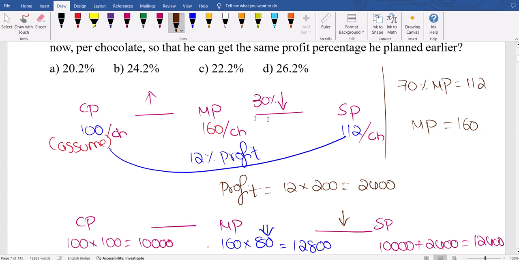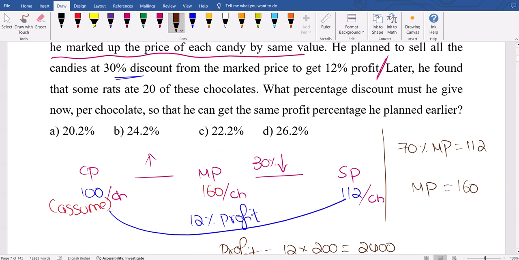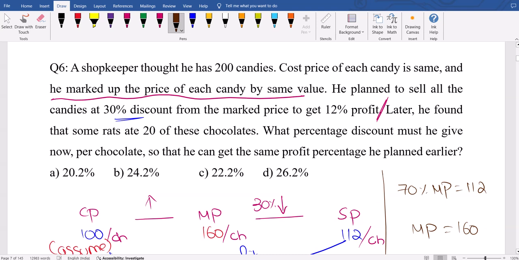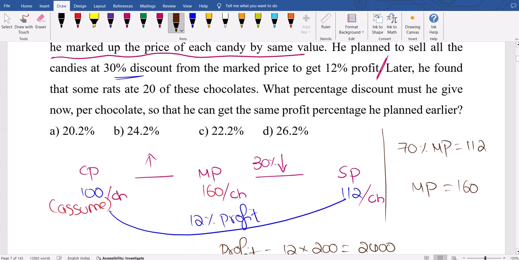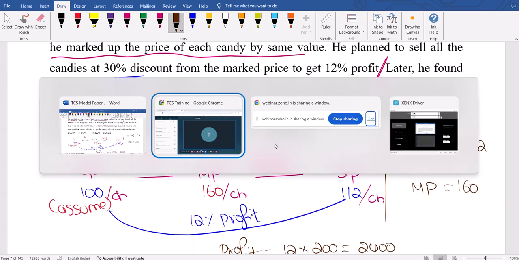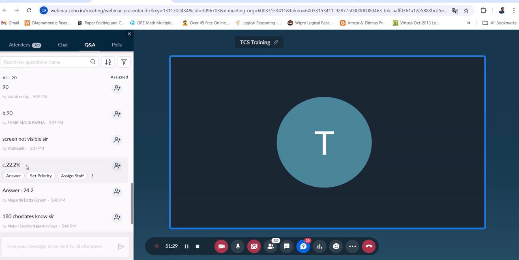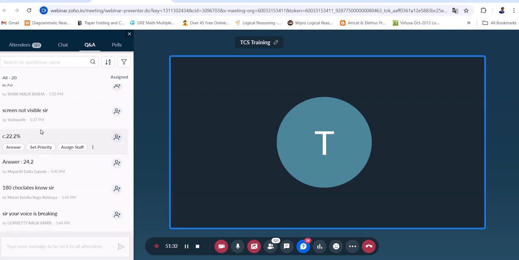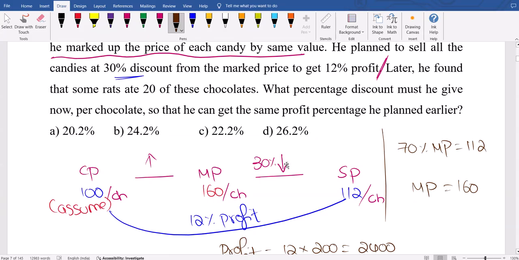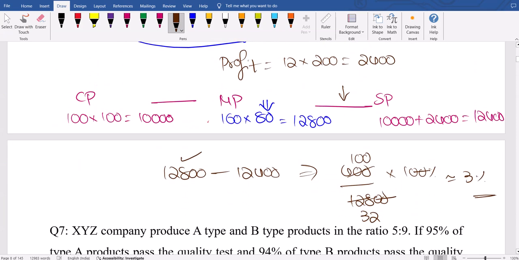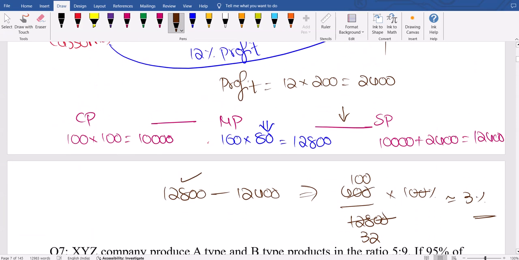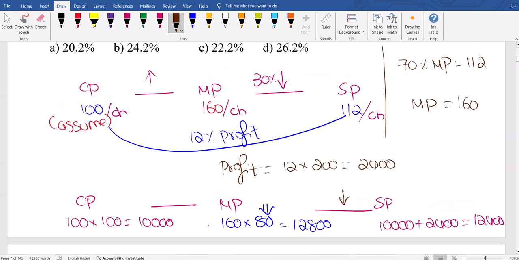That's 1 by 8, 12.5. Earlier there was a situation where the options were given wrong as well, but that's not a problem. But see this, any mistake here? Same profit percentage, maintain the same profit. 180 chocolates, taken as 80. Yes, 200, right? Here 200, here 180. Perfect. So this is 200 chocolates.